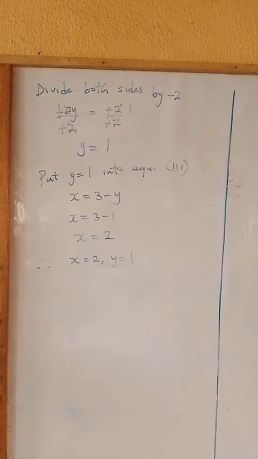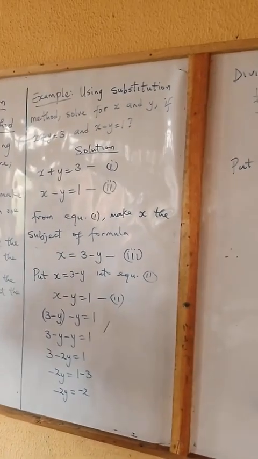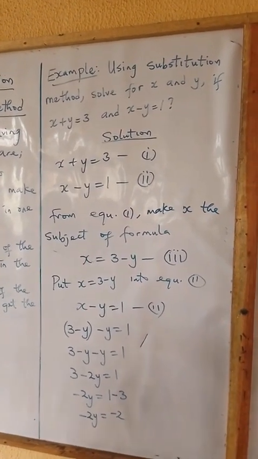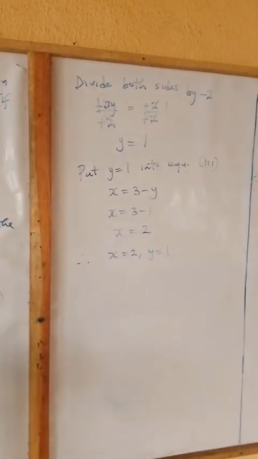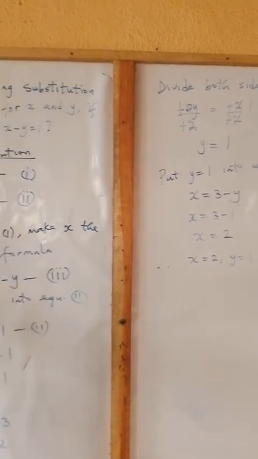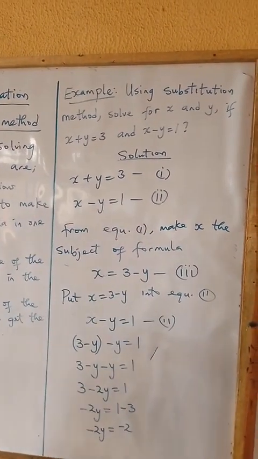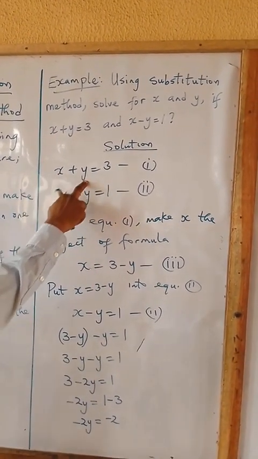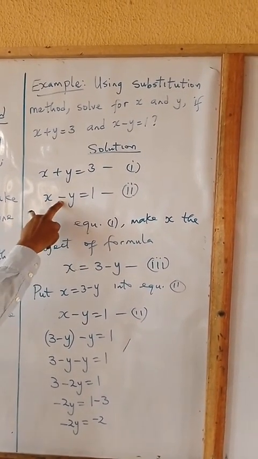Remember that I told you in our last class that after solving simultaneous equations, you can know whether you are right or wrong. From the solution we have, s is equal to 2, y is equal to 1. When you substitute those values into these equations, you will discover that they are true. For instance, s is equal to 2, y is equal to 1: 2 plus 1 gives us 3. And 2 minus 1 gives you 1.